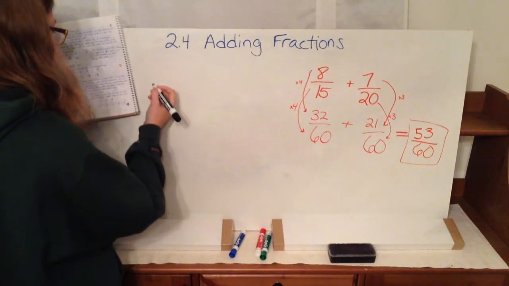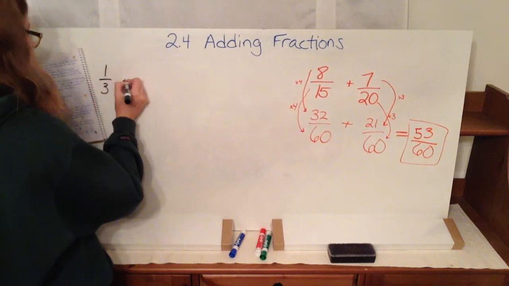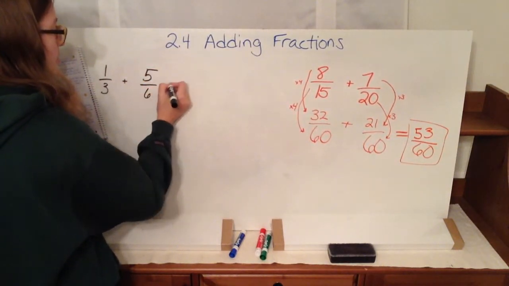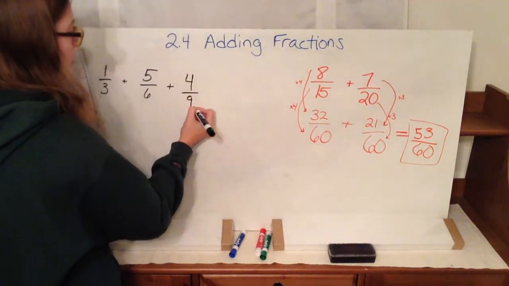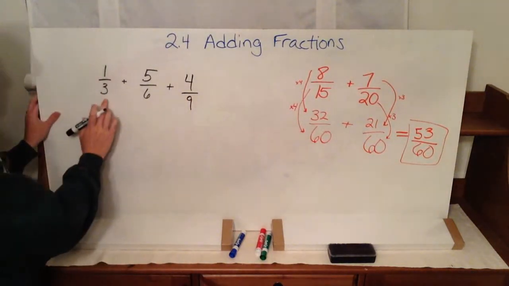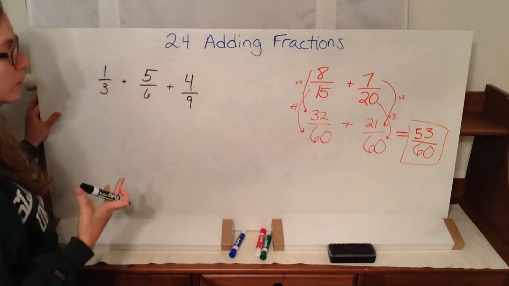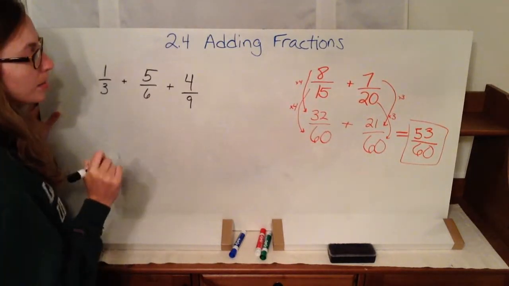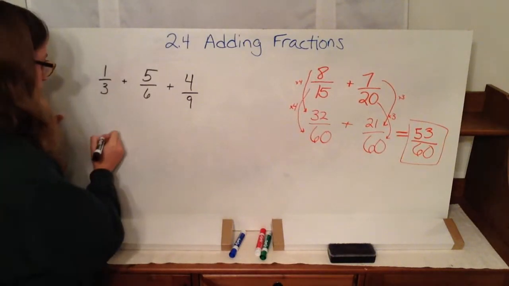And it is 1/3 plus 5/6 plus 4/9. Okay? So again, we need to find a common denominator. But now we have 3 to deal with. We have 3, 6, and 9. If you aren't able to see what that's going to be right away, do the least common multiple for 3, 6, and 9. But it will be 18. Okay?